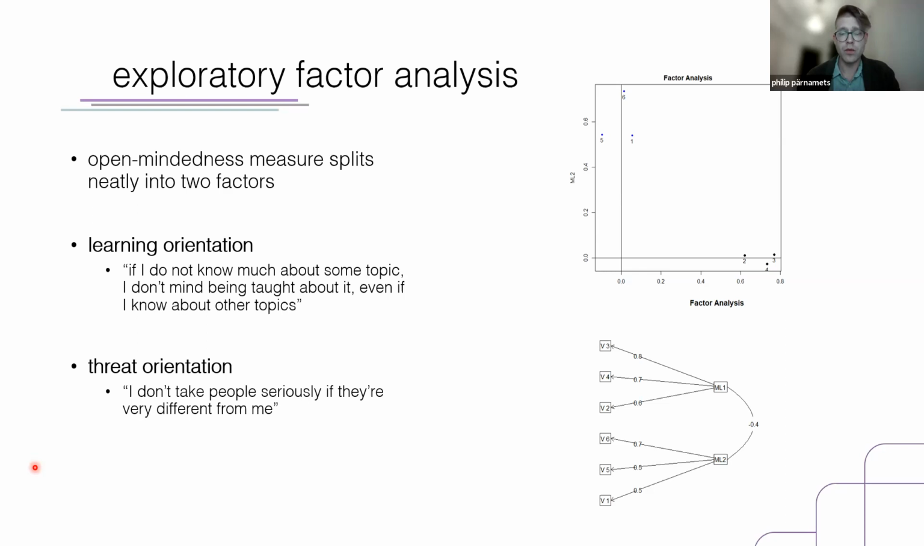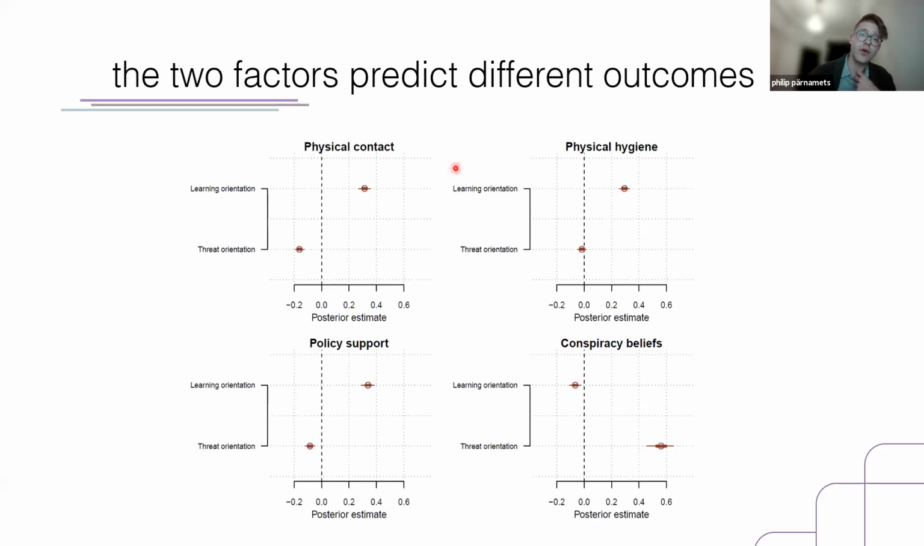So we scored participants on these two factors instead, and then we reran the analyses that we just presented. Here I just show the results for one of these. What we find, really interestingly, is that for public health behavior, this learning orientation factor, the positive, more traditional conception of open-mindedness, is the strong predictor of those beliefs and behaviors. While for conspiracy beliefs, we find the threat orientation, this unwillingness to engage with other people or to confront opinions different from one's own, is a strong predictor of conspiracy belief.